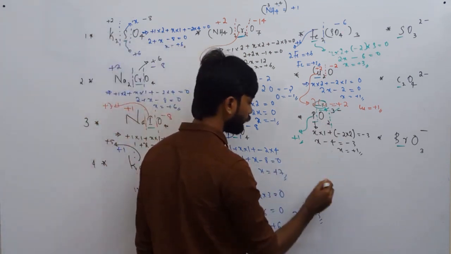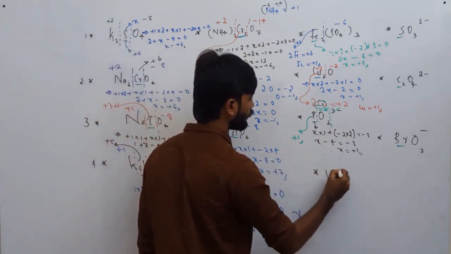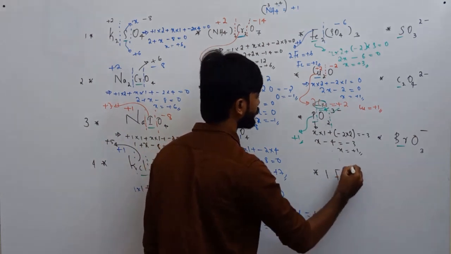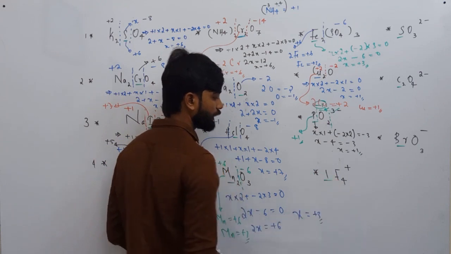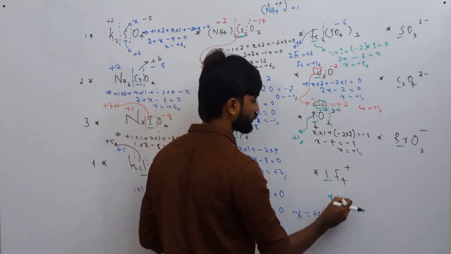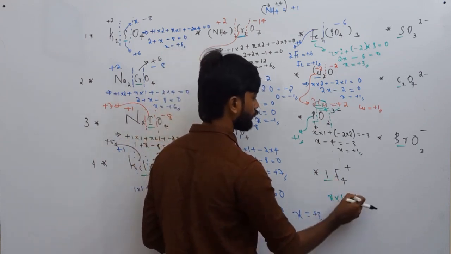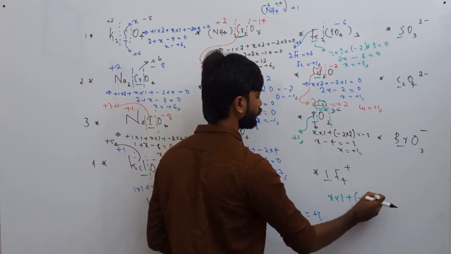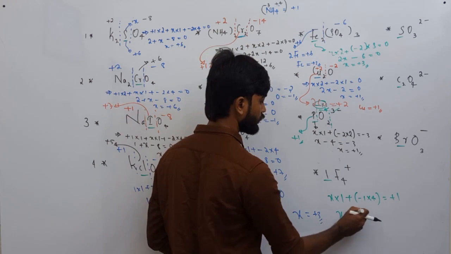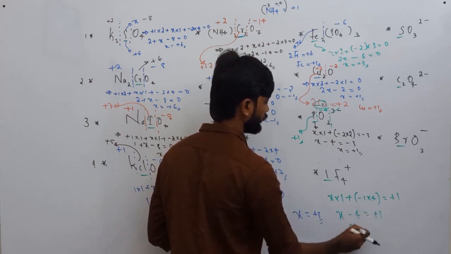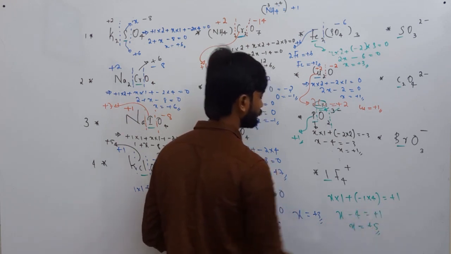Ready. The next species is IF4 plus. Let this be the atom for which we have to find the oxidation state. X into 1 plus minus 1 into 4, which is equal to plus 1. So x minus 4 is equal to plus 1 and x is equal to plus 5.